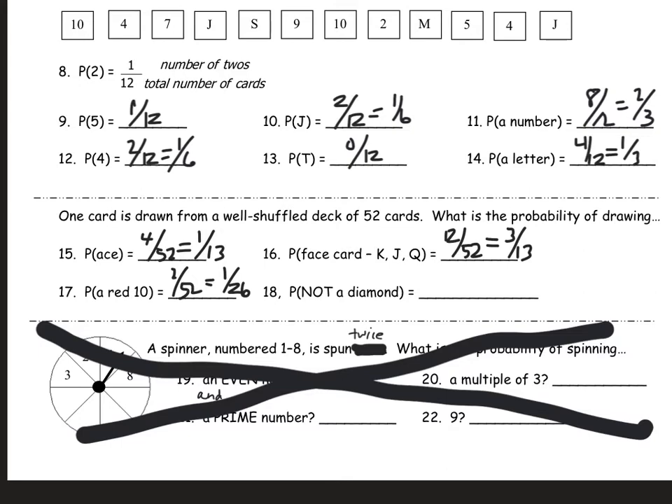Okay, so if I want to find this, in this case not a diamond, I'm going to take everything, or 52 out of 52, which is 1, minus the 13 that I know are diamonds to get my answer. So 52 out of 52 minus 13 out of 52 should be 39 out of 52. Okay, 39 out of 52. So that's the probability of you not getting a diamond.